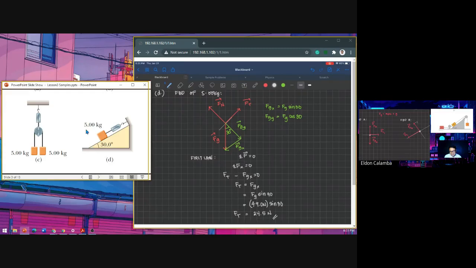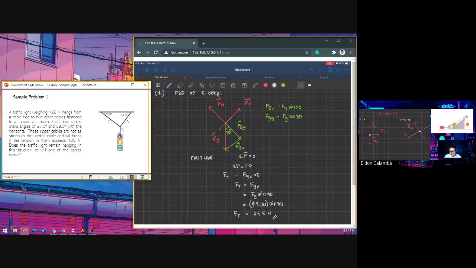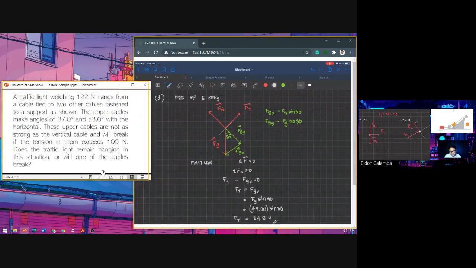So, that's for number 2. Let's have number 3. By the way, let's have number 3 and then let's have a 10-minute break. Okay? Number 3, paulit-ulit ito na problem actually. Itong problem na to, if the topic is first law of motion, paulit-ulit itong ganito na problem. Okay? So a traffic light weighing 122 newtons hangs from a cable tied to two other cables fastened to a support as shown.